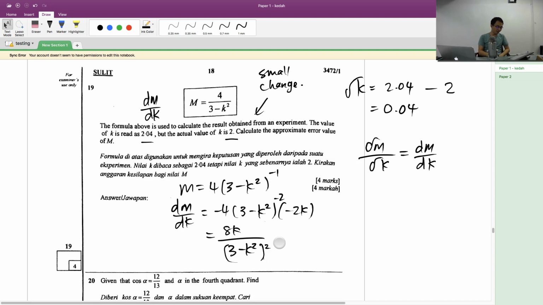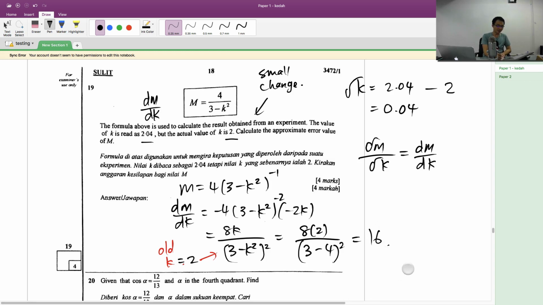And then something you have to know is you cannot leave it in terms of k. You always need to substitute the old value of k into it. Alright, so the old value of k in this case is equal to 2. So I substitute 8 times 2, and then 3 minus 2 squared is 4 squared. So I will get 16.